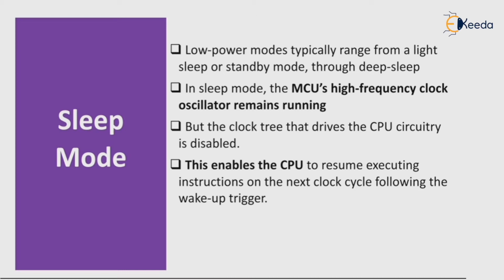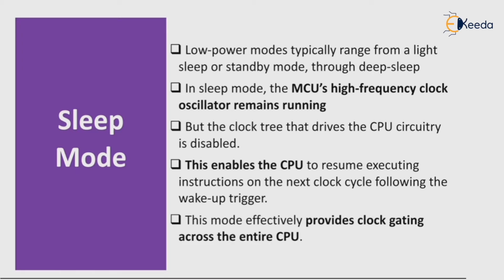Why is the clock tree disabled but the high frequency clock remains running? Because it is easy to resume executing instructions on the next clock cycle following the wake up trigger. The mode effectively provides clock gating across the entire CPU.